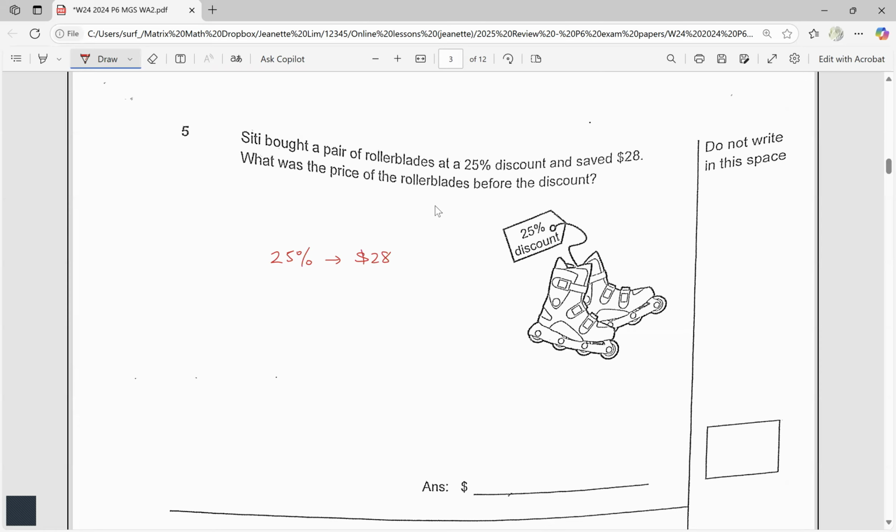So if you want to find the price before the discount, which means the original price, 100%, you want to take $28 and multiply by 4, because 25% times 4 will give you 100%. So just multiply 28 by 4.